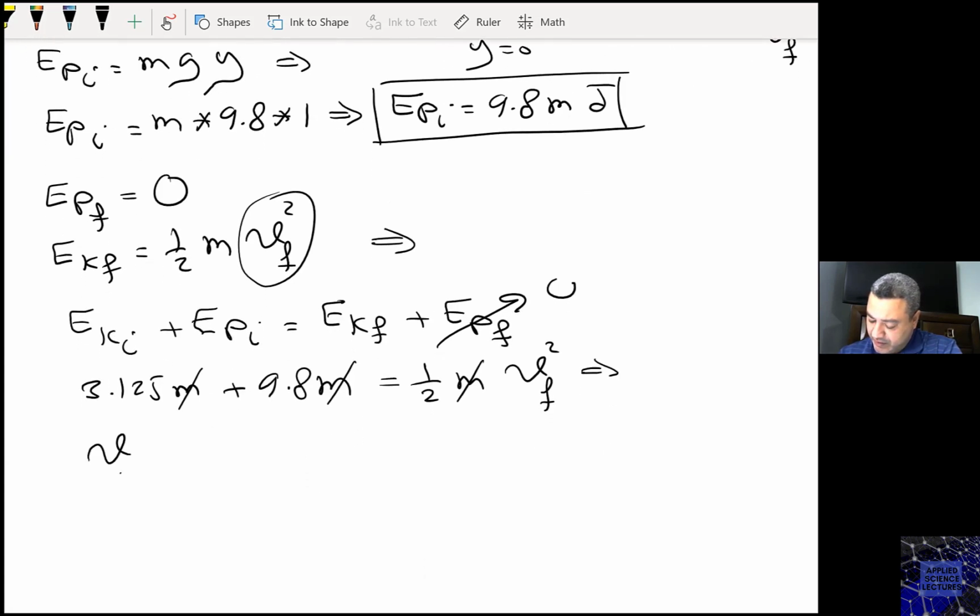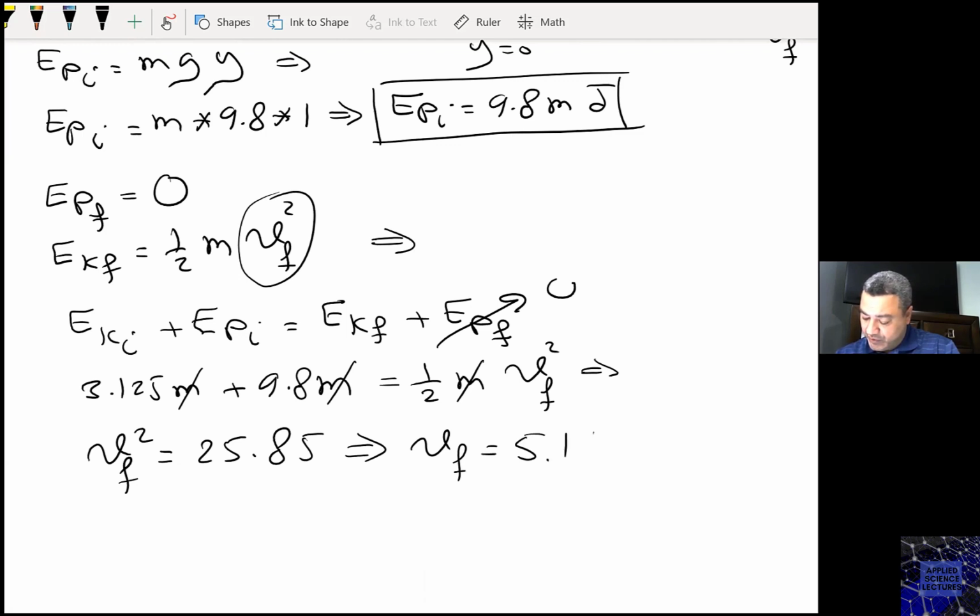Then VF squared is 3.125 plus 9.8 times 2, which is 25.85, and VF is 5.1 meters per second. This concludes our lecture.